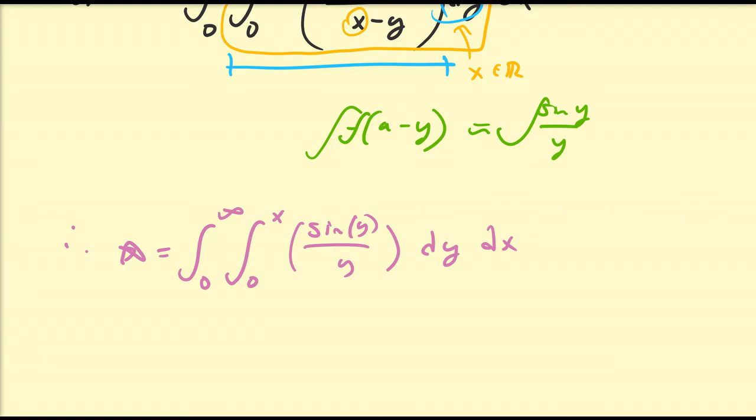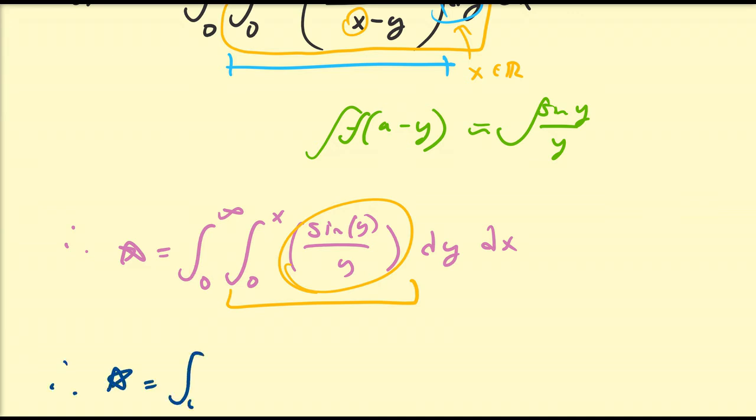As we may or may not already know, this function here does not have an elementary primitive. This is precisely equal to the sine integral of x. So therefore, this is equal to the integral from 0 to infinity of the sine integral of y evaluated as y goes to x and as y goes to 0 dx.